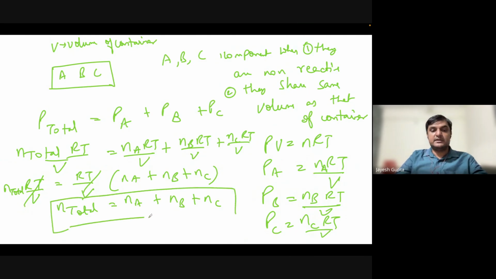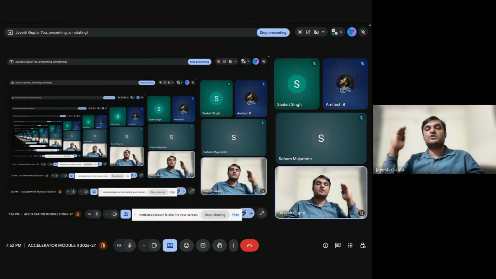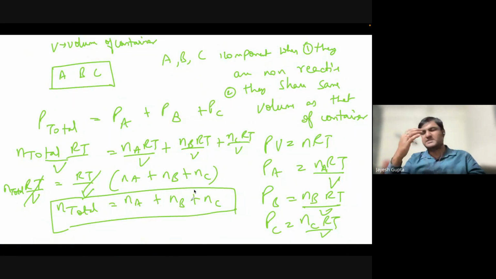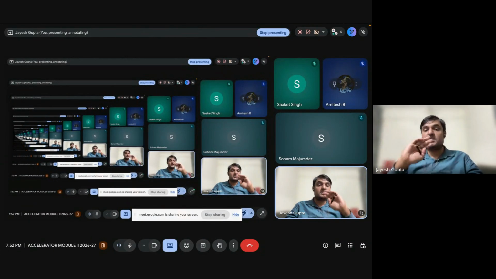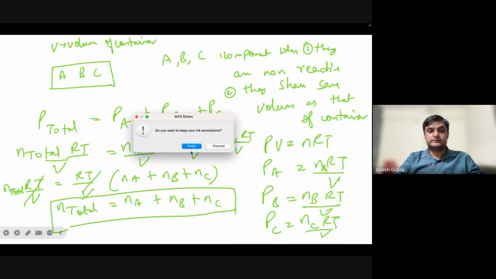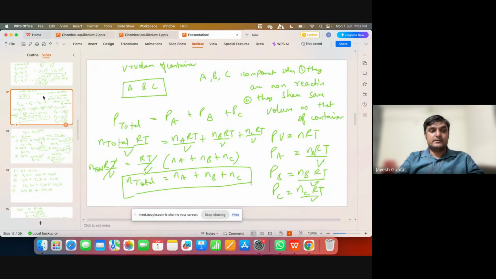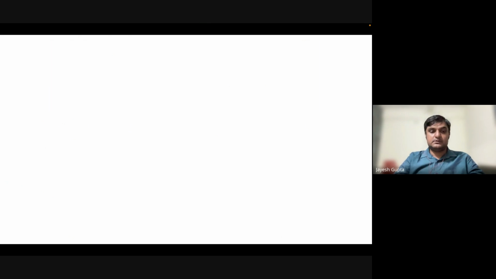So this we got one relation, that the number of moles in the total container will be number of moles of A plus number of moles of B plus number of moles of C. So this you already know. So this is logical also. Like when you are doing summation of pressure for total pressure, you have to do summation of number of moles for total number of moles. Now next, what I'm going to do, I'm going to take the ratio of PA upon P total.